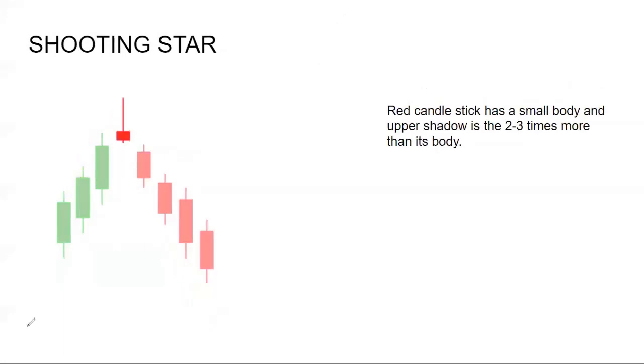The last one is the shooting star. The red candlestick has a small body. As you can see, the upper shadow is 2 or 3 times longer than its body. You can see here. It's also a sell signal.